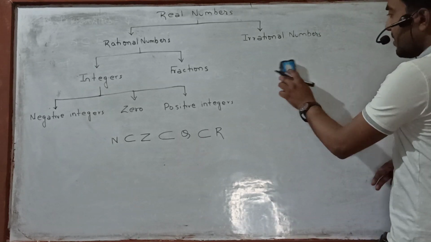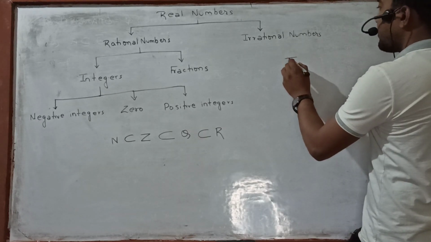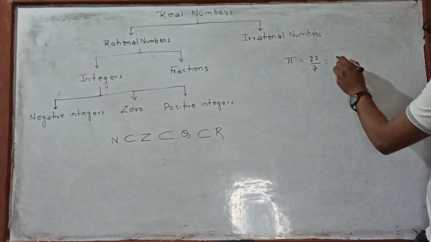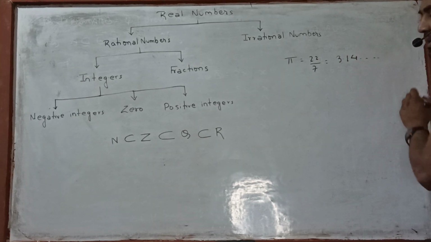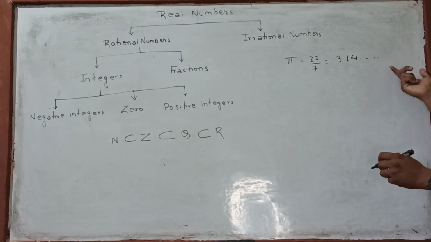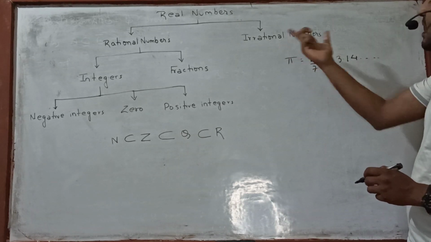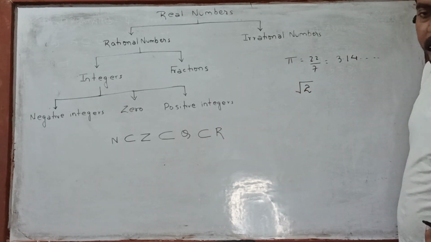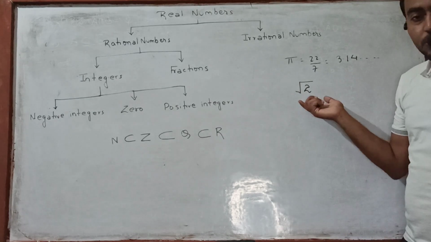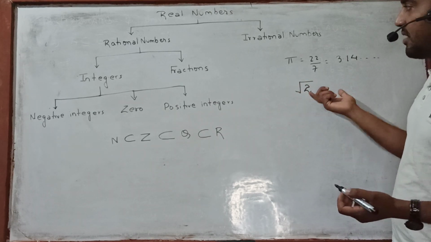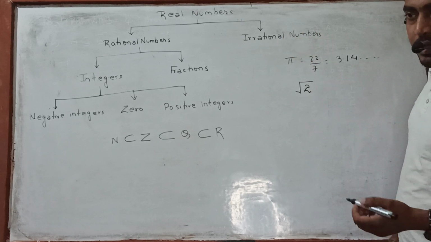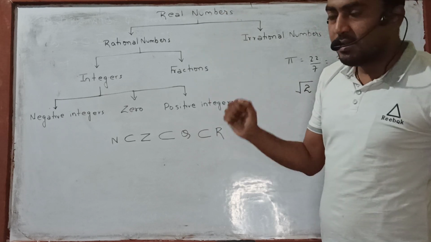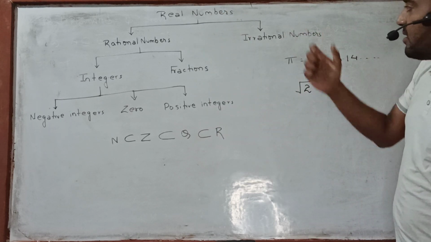But if you take different types of numbers, like suppose pi, what is the value of pi? 22 upon 7, and if you calculate this, you will get 3.14 something. It will be neither terminating nor recurring. So these types of numbers are irrational numbers. Next example of an irrational number, you may take root 2. You can use your calculator and see the value of root 2. You will get it neither terminating nor recurring, so they are irrational numbers. Just remember one key point: terminating or recurring numbers are rational, and non-terminating and non-recurring numbers are irrational.